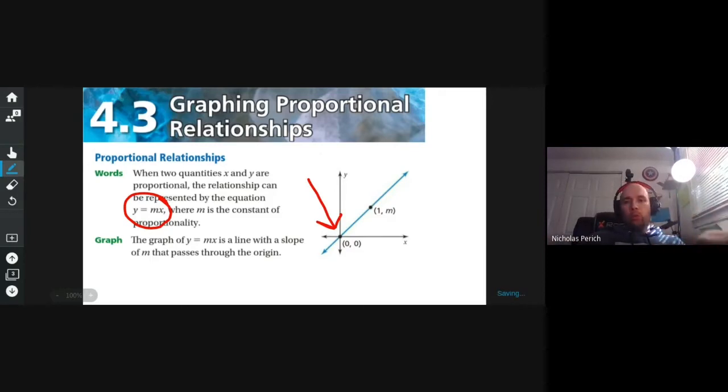It goes through 0, 0. So wherever I start at 0, I'm at 0. So if I work a certain amount of hours, I get a certain amount of money. Well, if I work 0 hours, I make 0 money. It starts at 0, 0. Okay, that's what makes it proportional. And a little trick is that whatever 1 is, m is going to be your slope.